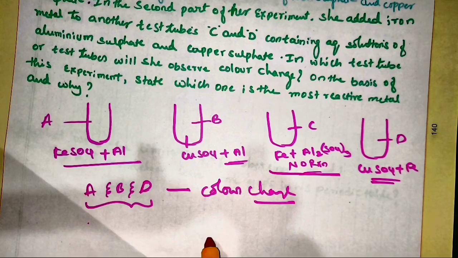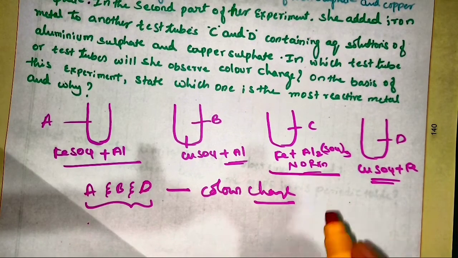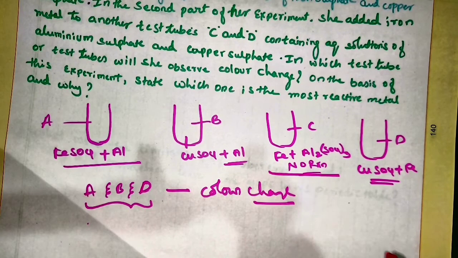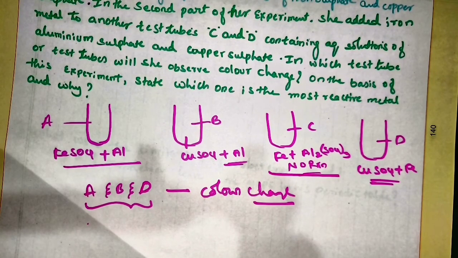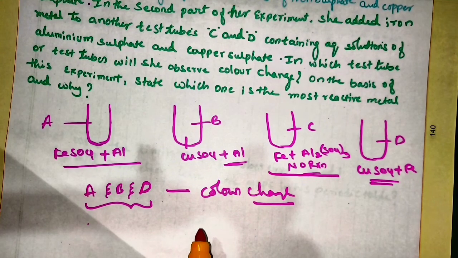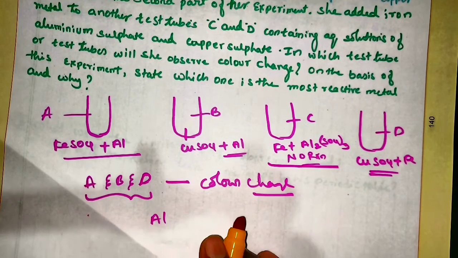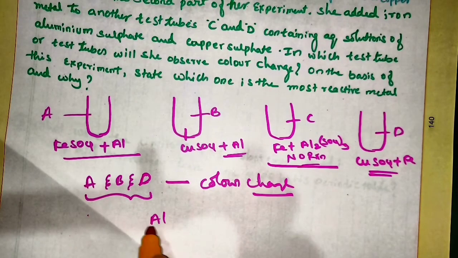In test tube C, there is no color change, so there is no reaction we can observe, since iron is less reactive than aluminium. So now, out of these, we can observe which is the highly reactive metal: aluminium is a highly reactive metal compared to the other metals.